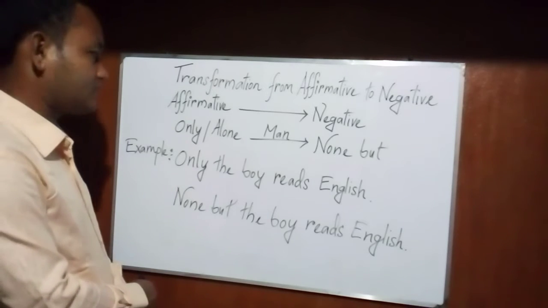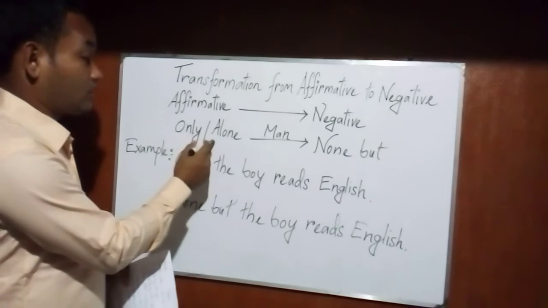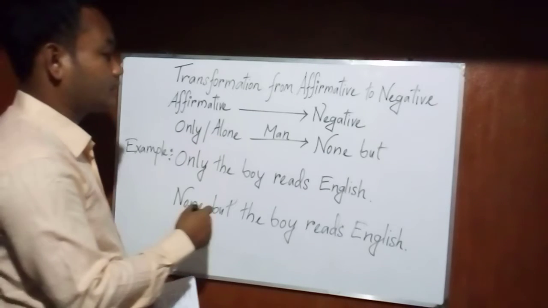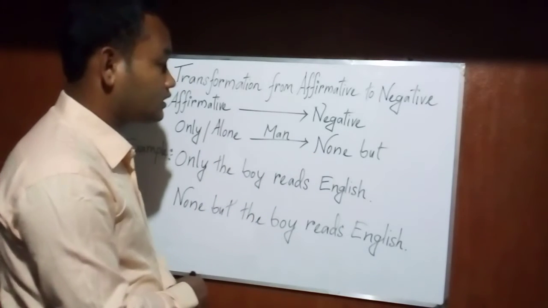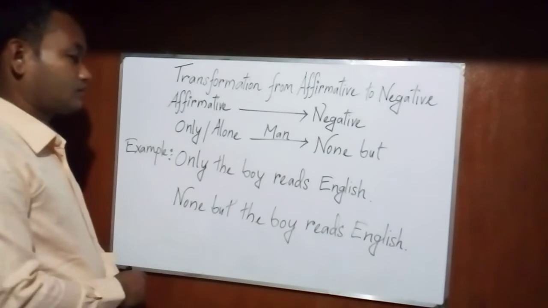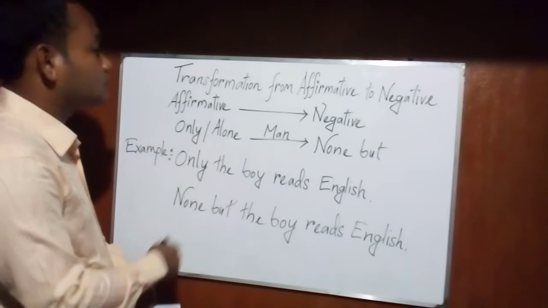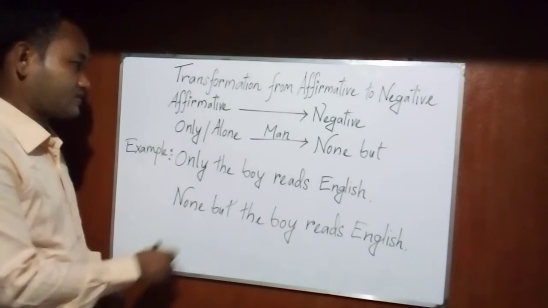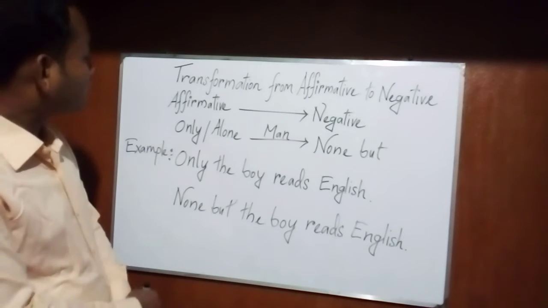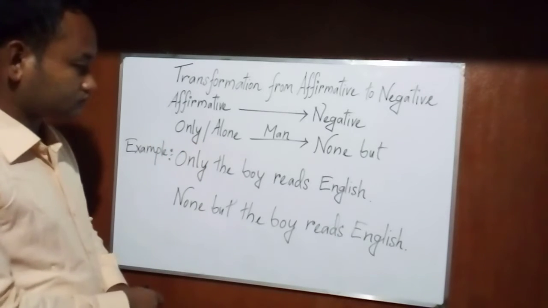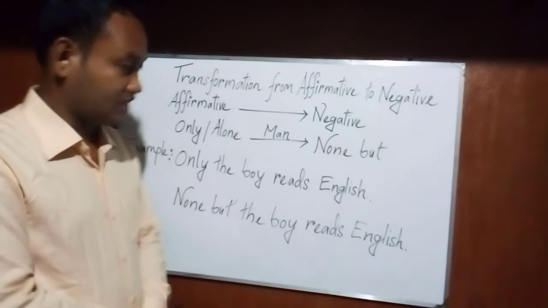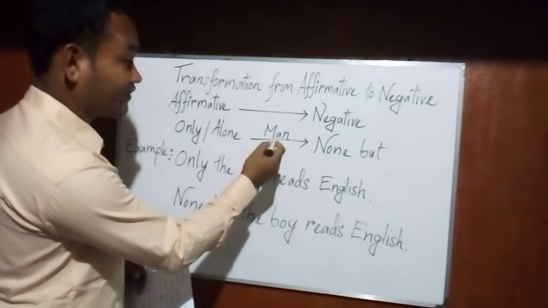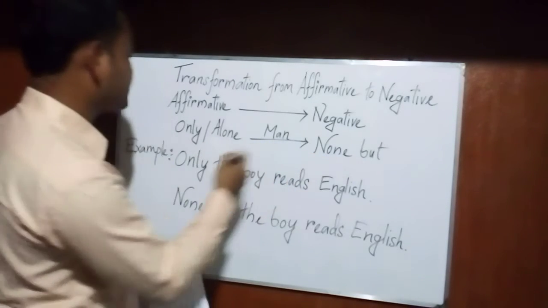Affirmative to negative. That means if in an affirmative sentence only and alone indicates man or person, you can change only and alone, and in that place you can use none but. It's okay. Through this rule of affirmative to negative, you can change the sentence easily. Very easy. Only and alone, none but. I think you have understood my teaching.